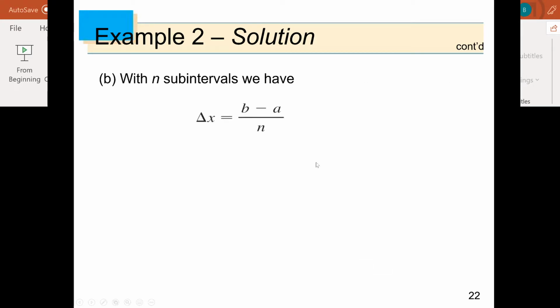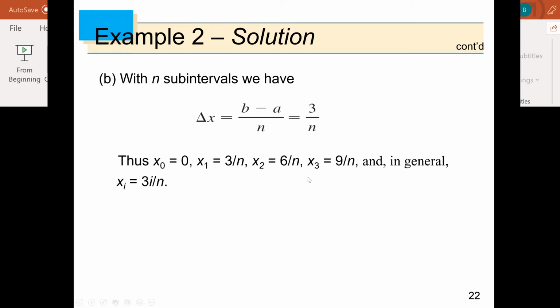And within n subintervals, we do have that formula, delta x equals b minus a divided by n. So that's 3 over n. And also just follow through the technique. So we started with x equals 0, and then x1 is 3 over n, 6 over n, 9 over n, and so on and so forth. Again, the way that I end up with that 6 over n is just by adding 3 over n every single time. And that means xi would be 3i over n. So it just shows the pattern here.